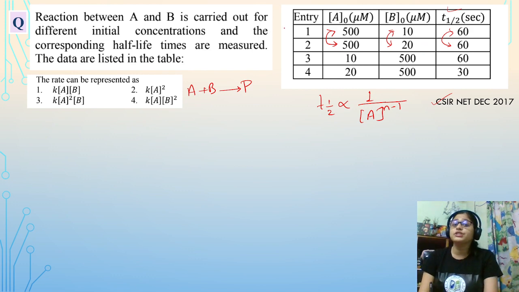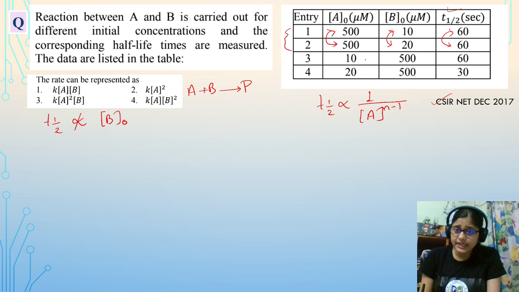So what is the conclusion from these two? That when we are changing the B concentration, keeping the A concentration constant, the T half value is not changing. That means that T half value is not depending on the concentration of B0. That is clear from the first two entries, because here we are differentiating between the B0 values, but T half has not changed.